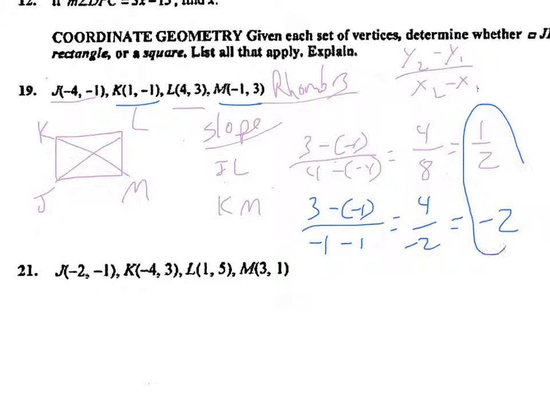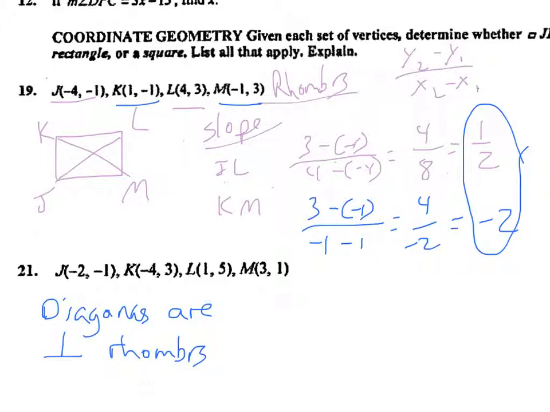Notice these two slopes. They are opposite signs and they are reciprocals. The reciprocal of 1/2 is 2. So yes, they are perpendicular. So I would say, as my answer, diagonals are perpendicular. It is definitely a rhombus.